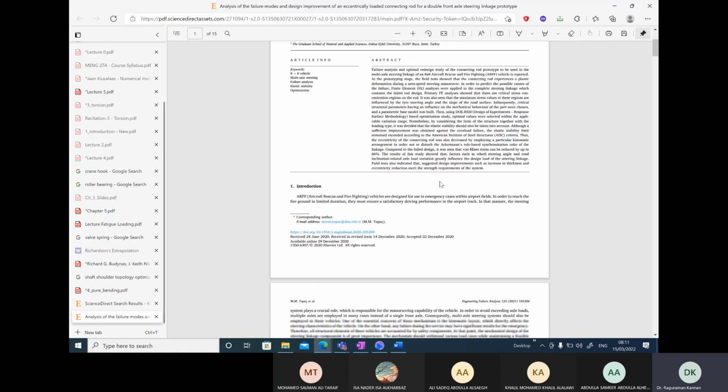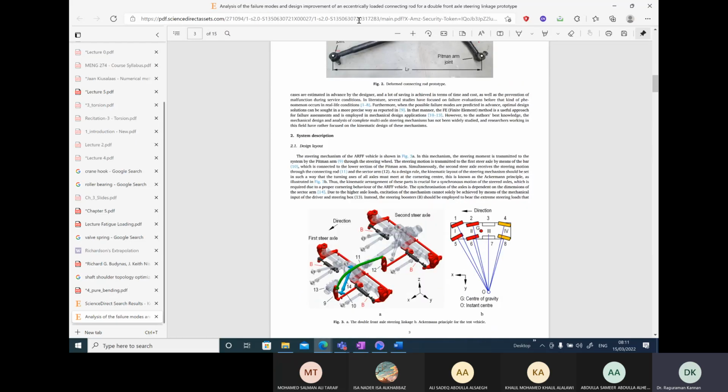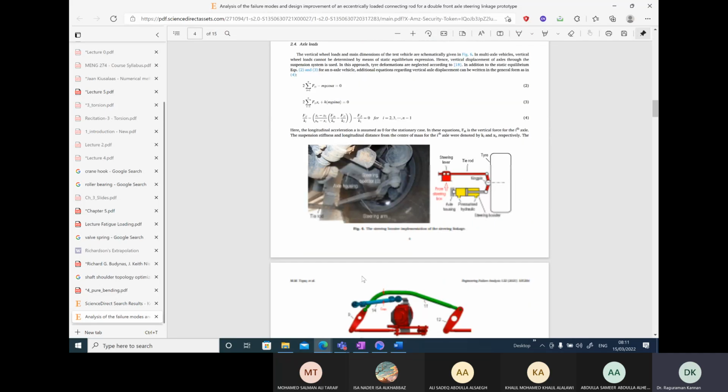Okay, and you can see here, for example, this is connecting rod for some application, whatever the application is. You can see buckling type failure, right? You can read through this paper.